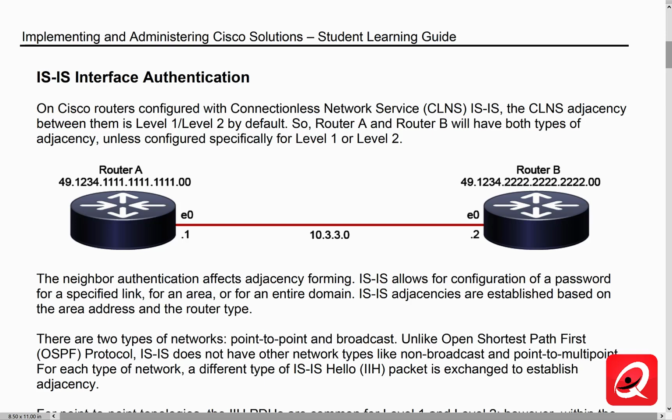Now, as an L1/L2 router, I don't generate a third type of hello. I simply use the IIH PDU for level 1 and the IIH PDU for level 2 to establish those adjacencies there. All right. If I have two level 1 routers that are physically connected to each other, but they're not in the same area, they're not going to be able to establish an adjacency because the area ID doesn't match in the address. All right.